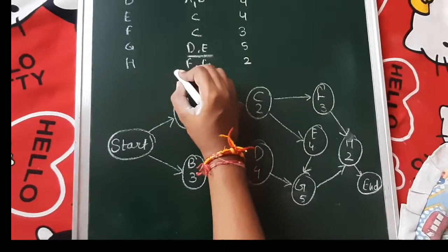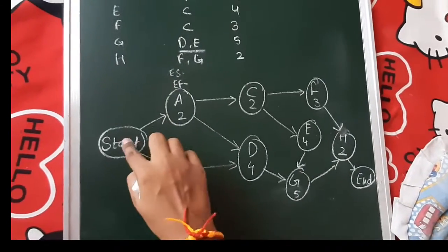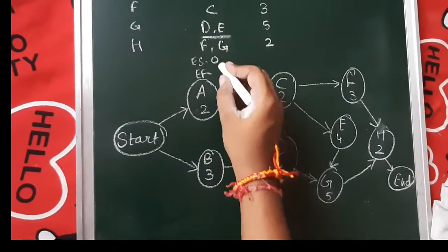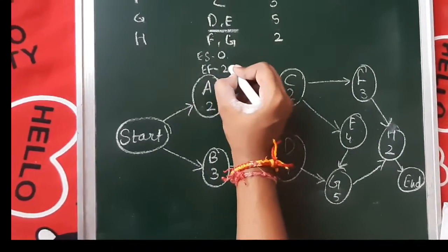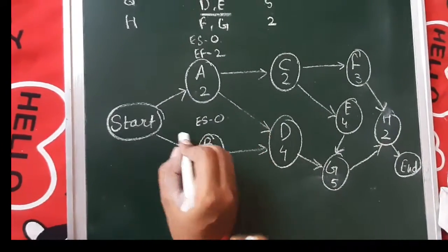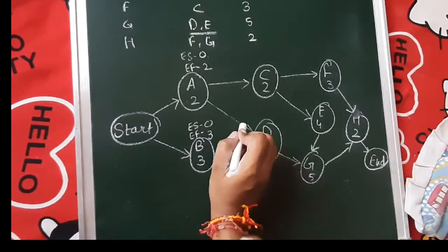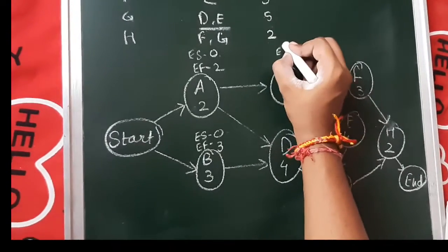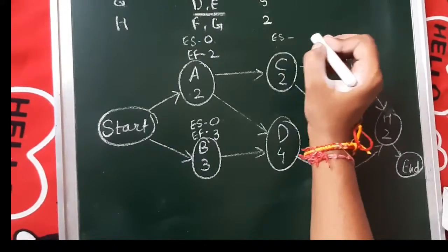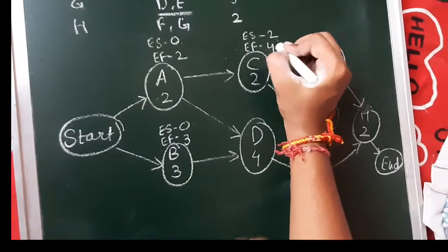Now we have to find the early start and early finish. Here, as it is from the starting point, we can write early start at 0. Now early finish is 0 plus 2, it becomes 2. Now here early start is 0 because it is also starting from start, and early finish becomes 3. Now for C, the early finish of preceder becomes early start. So it's 2. So early finish becomes 2 plus 2, which is 4.